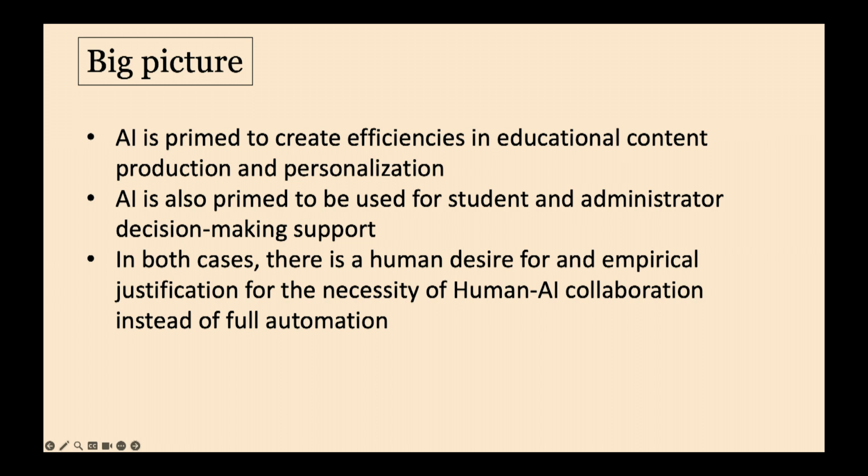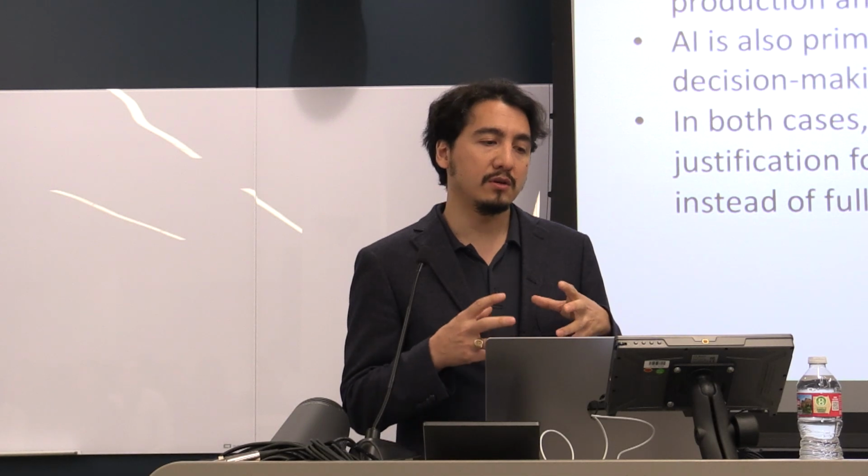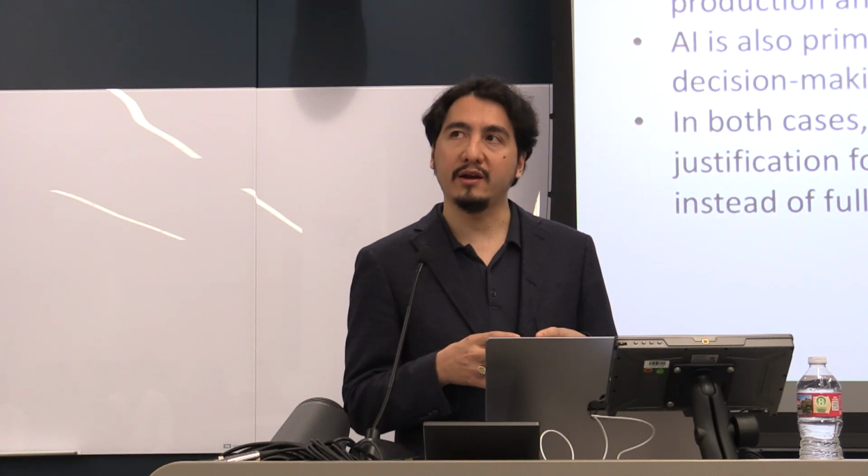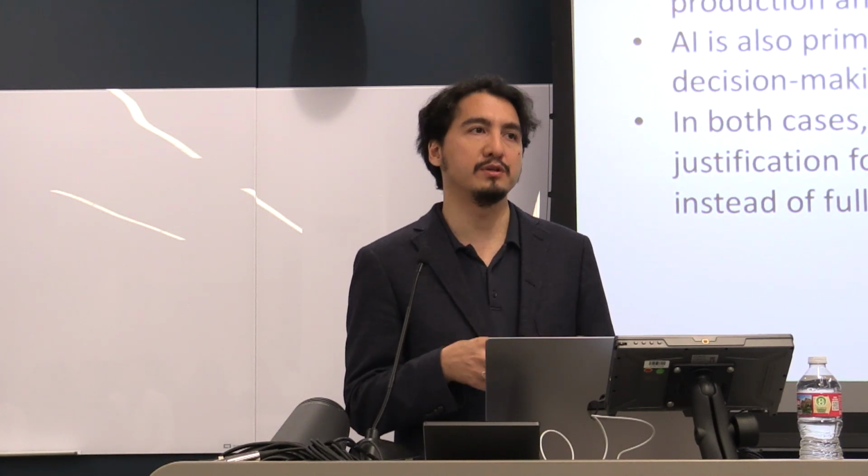So some big picture takeaways: AI seems primed to create efficiencies in educational content production and personalization. 20x speed up seems in at least algebra content. AI is also primed to be used for student and administrator decision making support. I'd say the main thing that keeps the GPS type of technology from being able to scale right now is how closely guarded and proprietary degree requirement descriptions are.